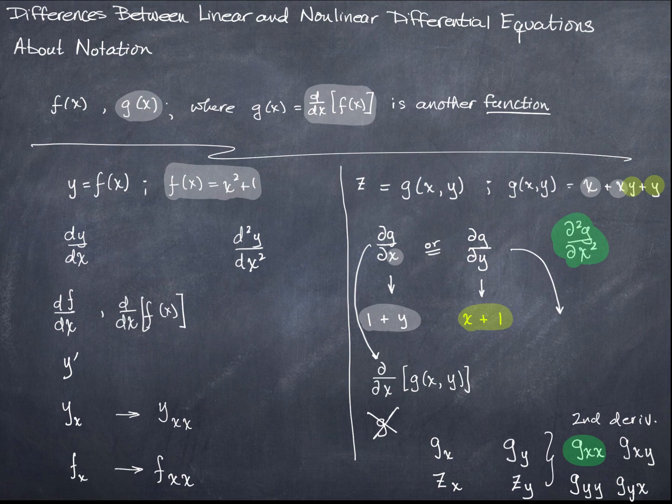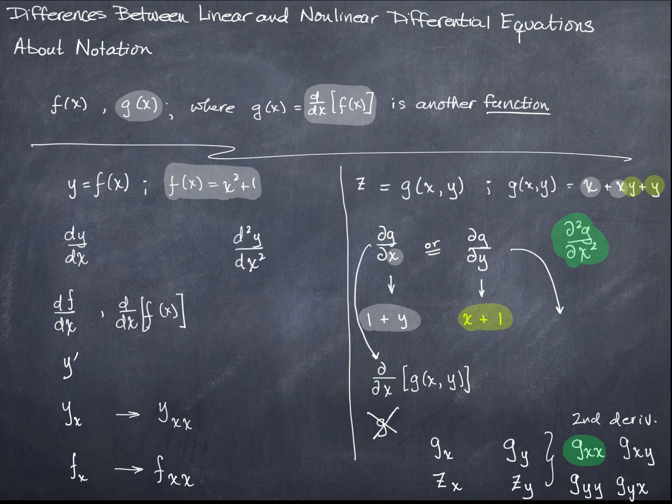You can't use this notation to do mixed derivatives because there's no way to write the superscript. This is telling me to take it with respect to x, and this is telling me to take it twice, but both times have to be with respect to x.